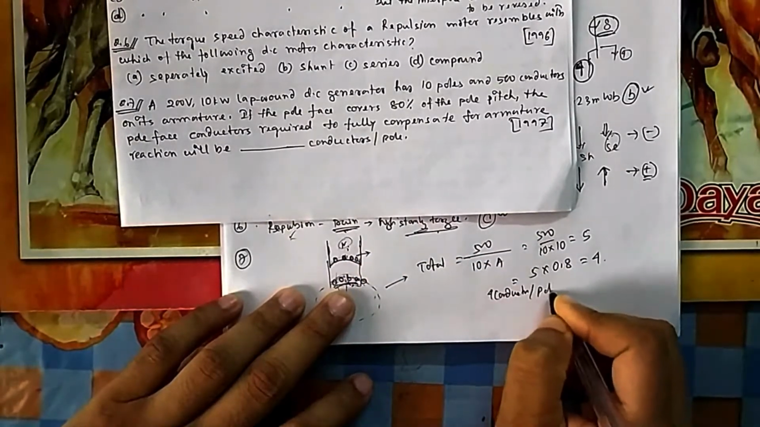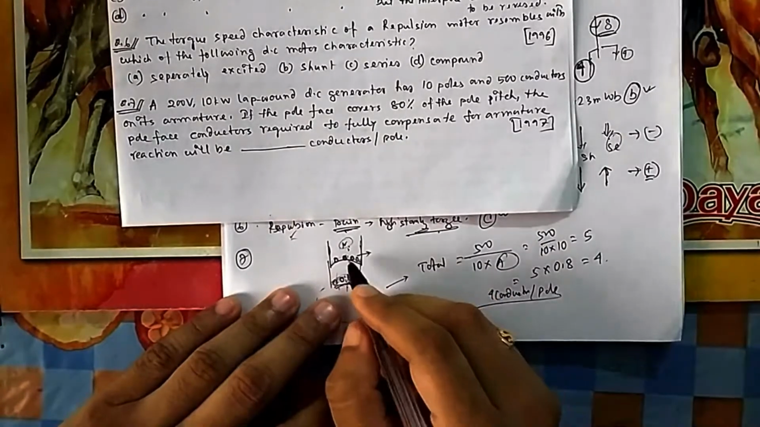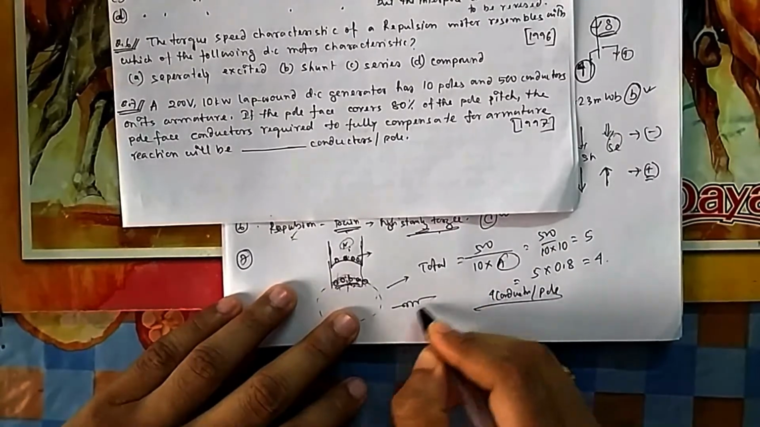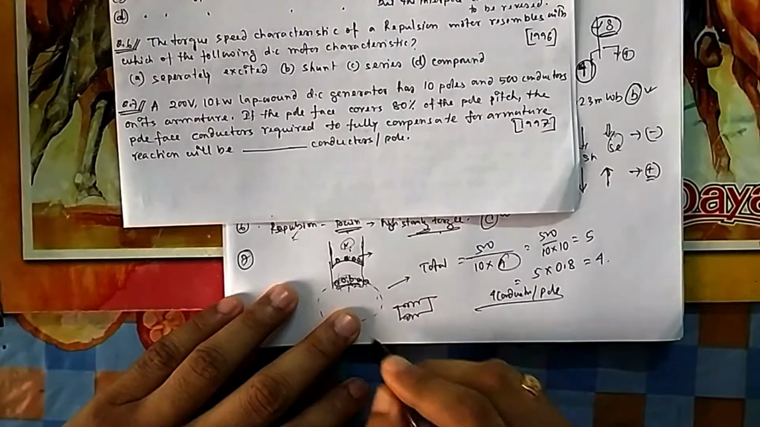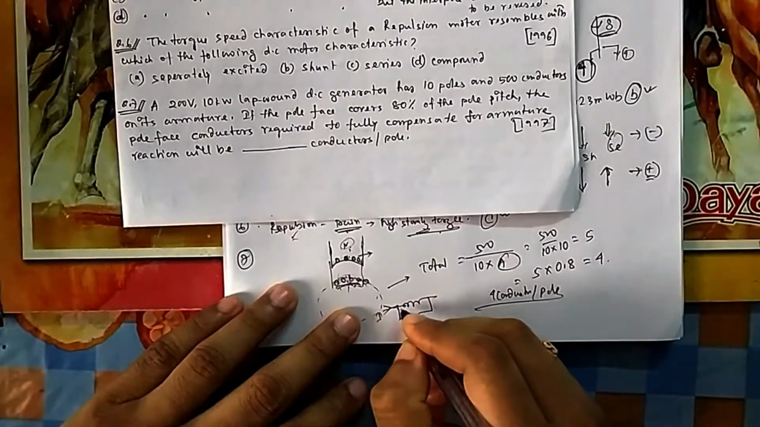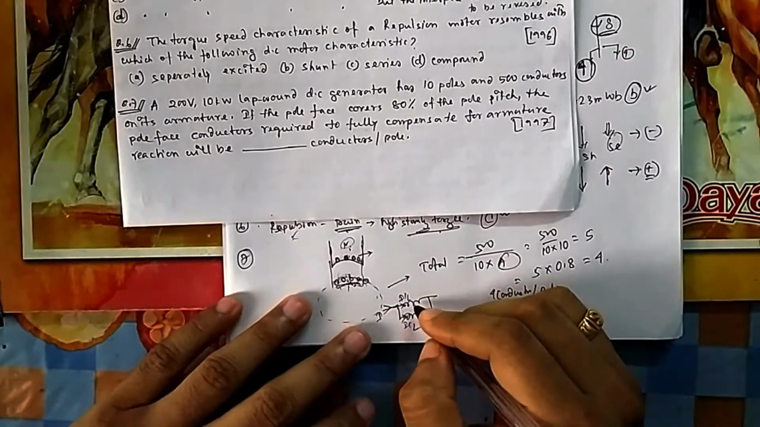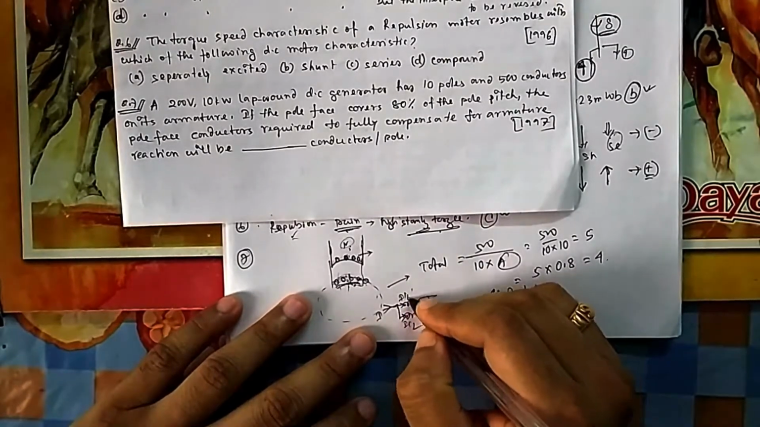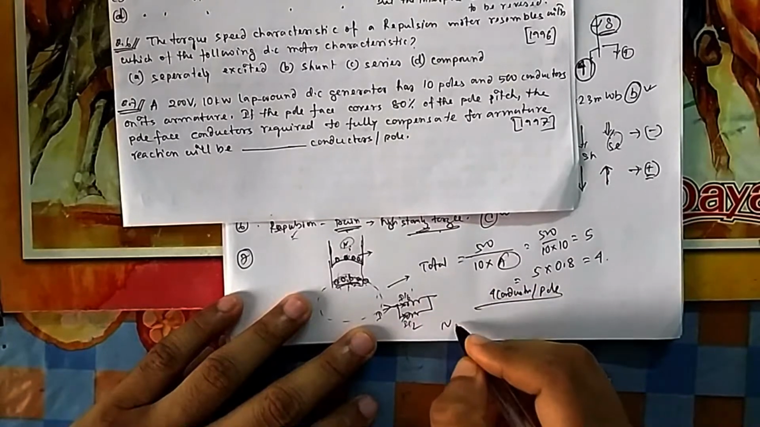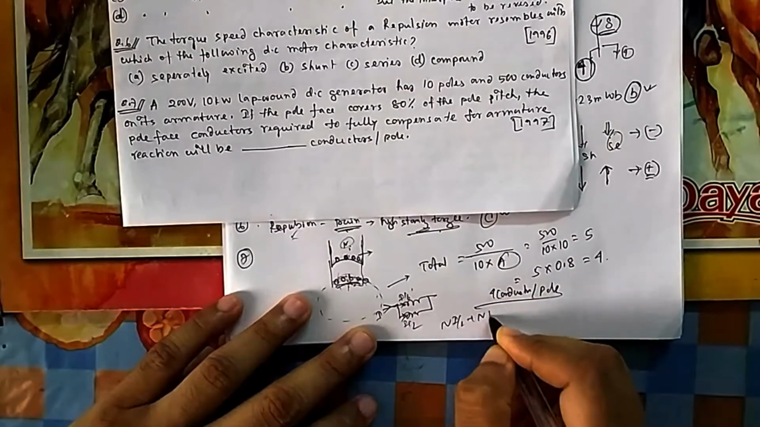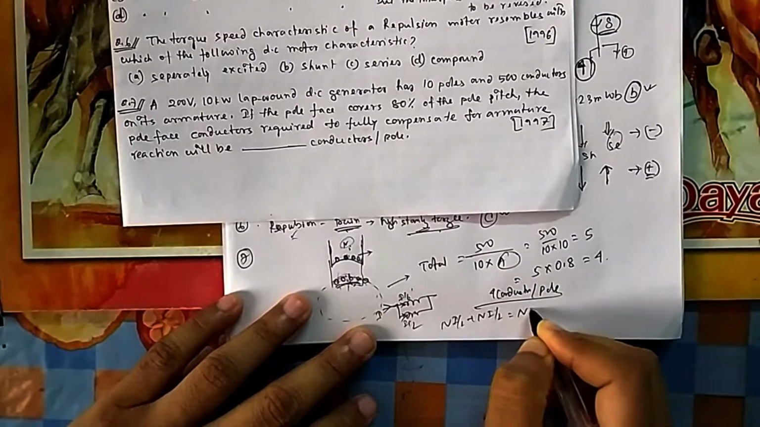Now the thing is, why we have divided by this A. Now you can see there are, suppose, 2 parallel paths. So this is the I current, the armature current, and it is divided into I by 2 and I by 2. So the magnetic field created by these is Ni by 2 plus Ni by 2, which is equal to Ni.